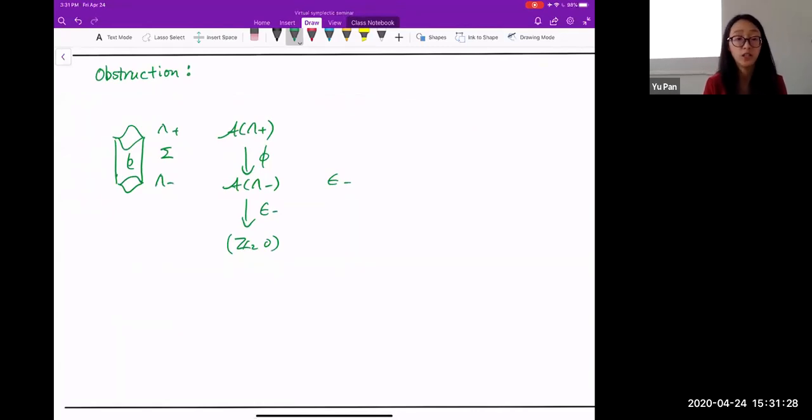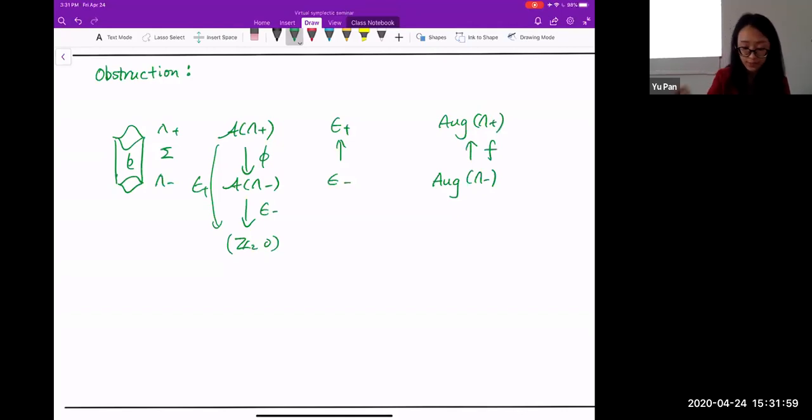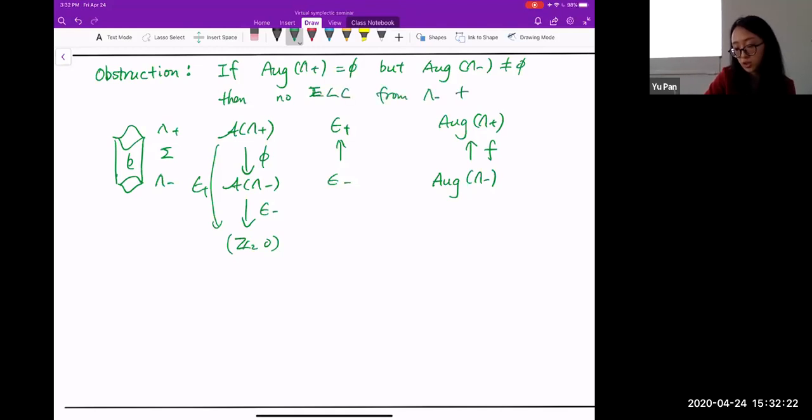And we're here to build obstructions using augmentations. If we have an augmentation, then we get these maps and compose them. We get a map from top to ground, which is an augmentation of the top. So what I'm saying is we get a map from the set of augmentations at the bottom to the set of augmentations on the top. And this gives obstructions, right? Say if the top one doesn't have an augmentation, but the bottom one has an augmentation, then there is no exact Lagrangian cobordism from lambda minus to lambda plus.